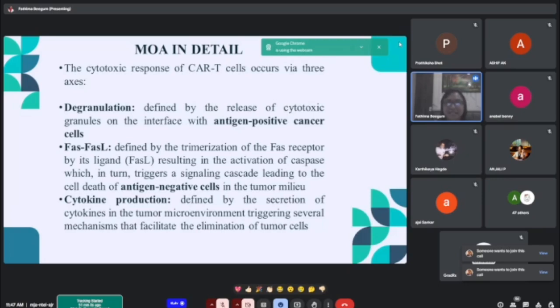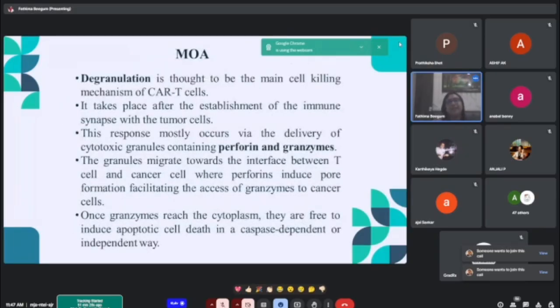That is, for some antigen-negative cells also, destruction occurs through this Fas-FasL pathway and cytokine production. That is an important thing which helps in the elimination of tumors. So these three mechanisms explain the mechanism of action of CAR T cell therapy. Degranulation, as I told you, granules, perforin and granzymes will be released and it will cause the destruction of the cancer cells.